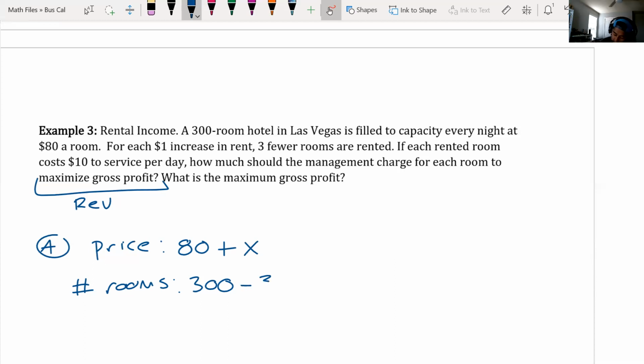Minus 3X rooms. But then the little curveball thrown in here is that it costs $10 to service per day. So are we going to dish out the $10 or are we going to make the guest pay the $10? The guest, of course. So that means we're just going to tack on that $10. And now our price equation is actually 90 plus X.